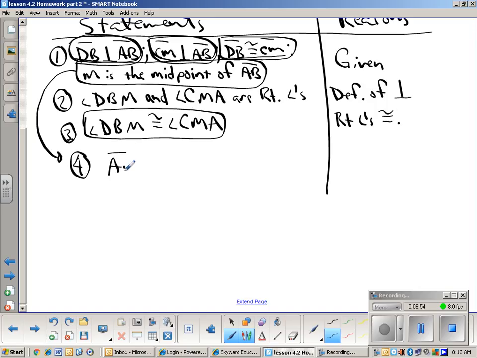Segment AM is congruent to segment MB. Anybody tell me why we knew that? Nice. Definition of midpoint. They told us it was the midpoint, and because I understand the definition, I can make this next statement. And so that's the definition of midpoint.